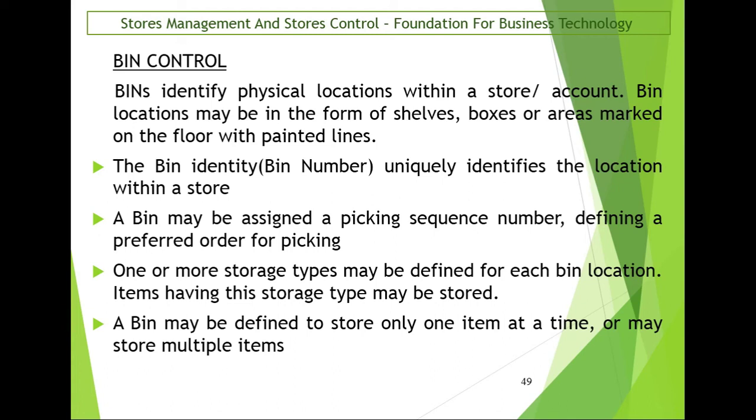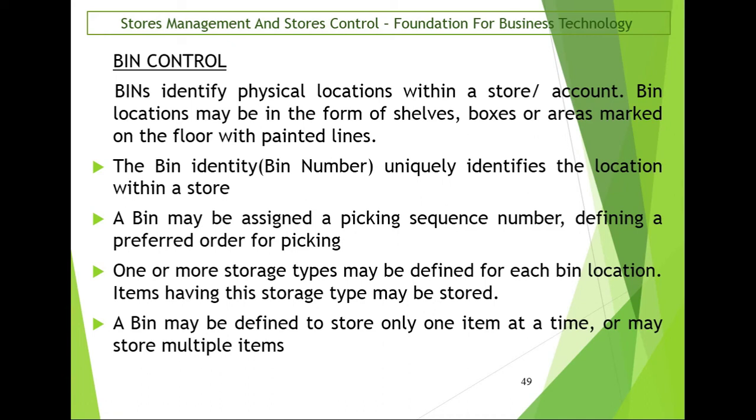Even when we are doing stock take, the bin locations are useful because we write on the action list that these particular items are found in bin number A1. So the person doesn't have to go throughout the whole stores looking for a particular item.